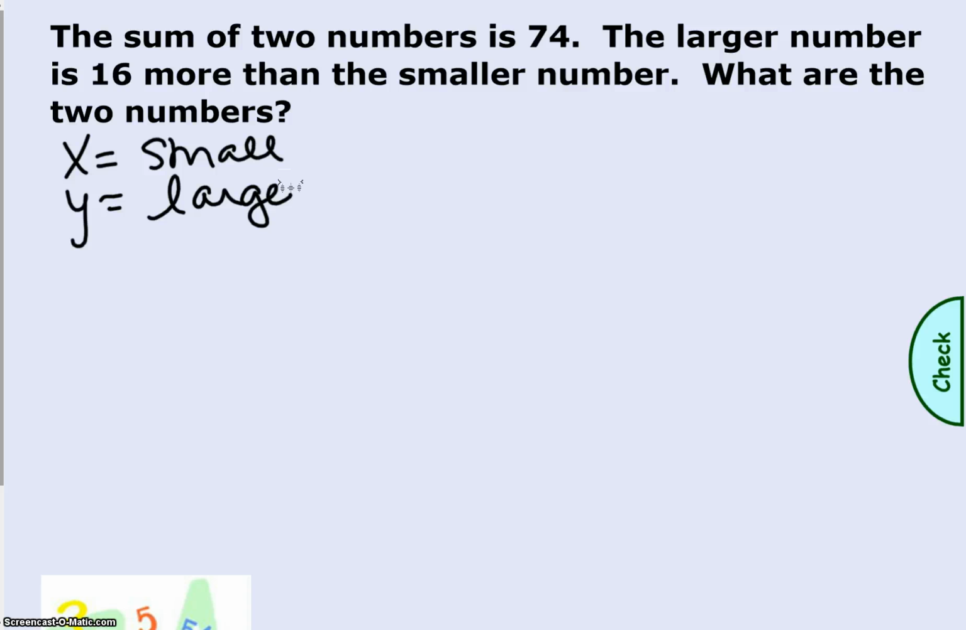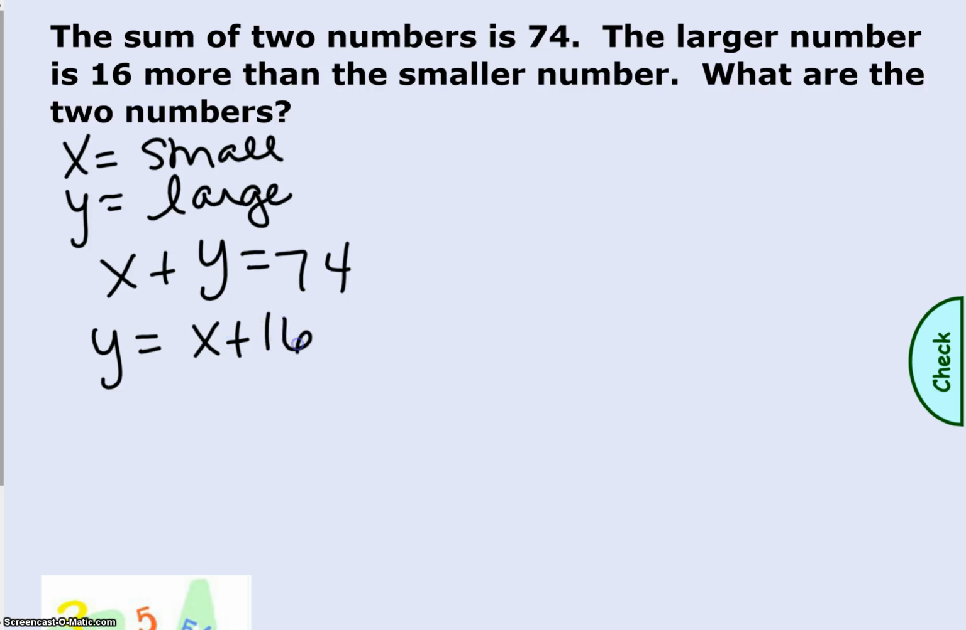So let's come up with our equations. The sum of two numbers is 74. So x plus y equals 74. The larger number, so y, is 16 more than the smaller number. So x plus 16. Now that you have your system, you could solve, and that's going to be part of what you're doing on your own tonight.